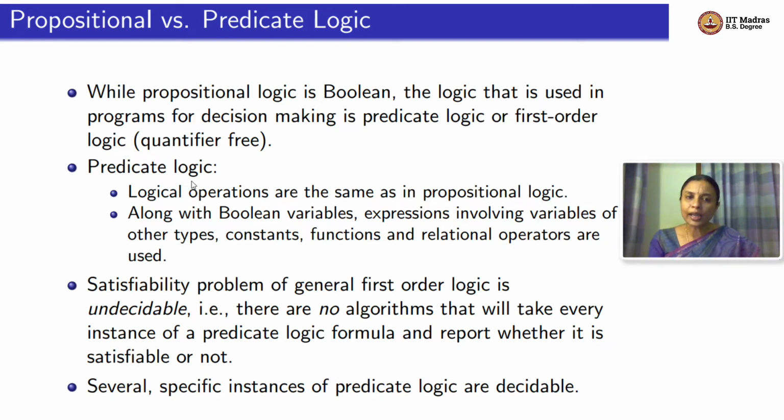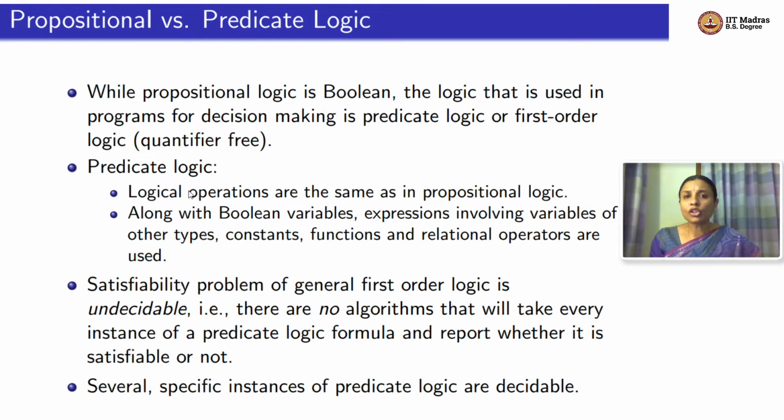What does predicate logic have? The and, or, not, implies, if and only if operators. The logical operators are the same. They are the same in all the logics. But now Boolean variables could exist as in propositional logic. Along with that, you could have other expressions involving variables of all other types: strings, floating point numbers, integers. You could have constants. You could have functions, as I told you. You could have relational operators. All these don't exist in propositional logic, but they come into existence for predicate logic.